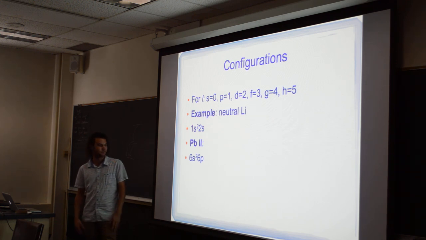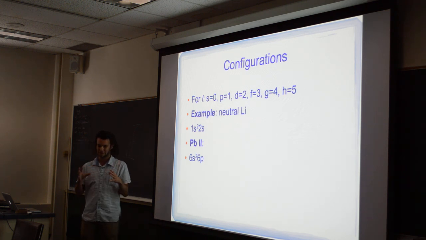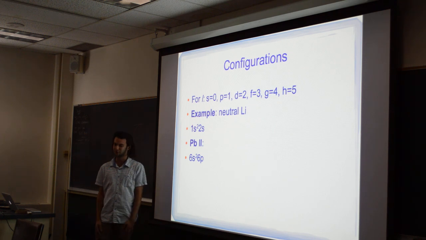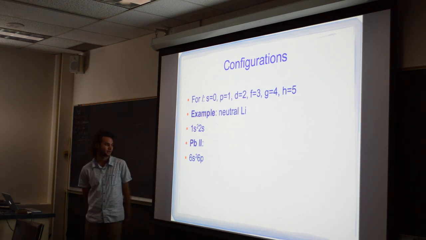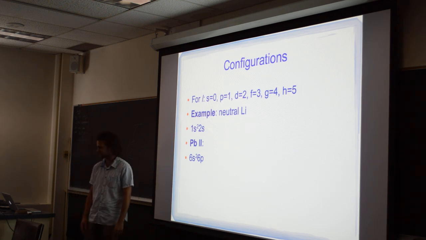And so for what we're doing, lead-2, there's also 3 electrons in its outer shell. The inner shell is pretty much closed, so we leave that off. Just start at 6. We have 2 in the 6s level and 1 in the p level for the ground state.